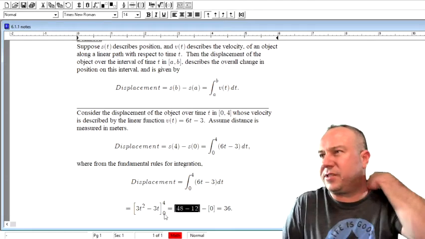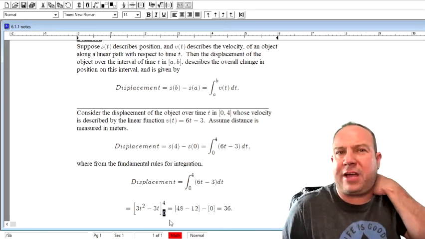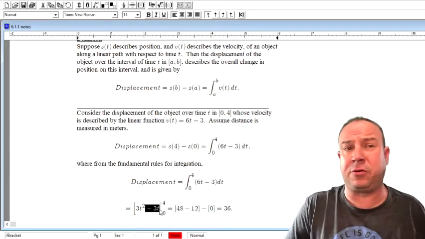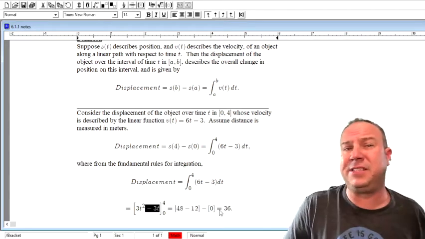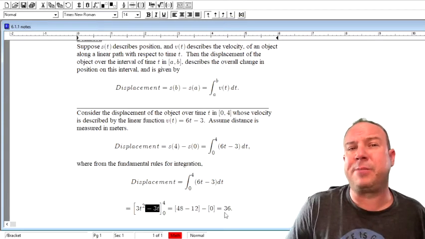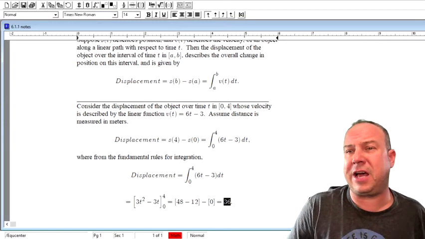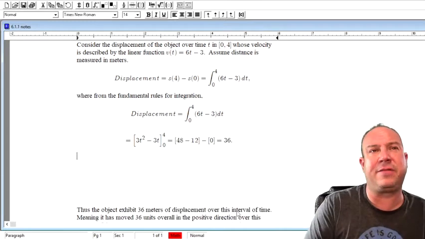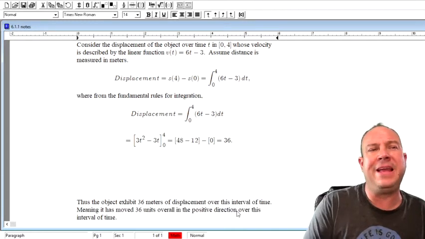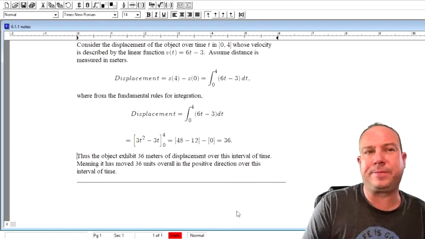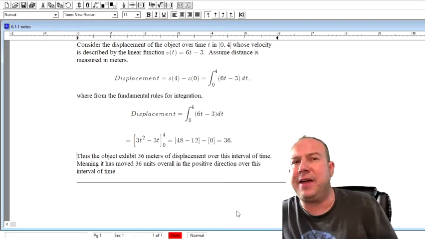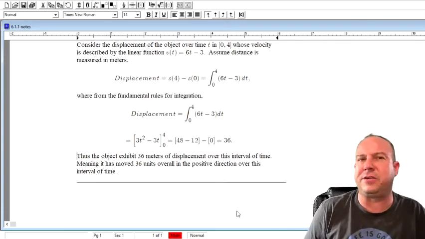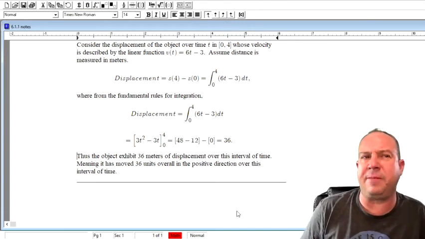And then notice this is a nice polynomial form where when we evaluate it at the lower bound of 0, it all zeroes away. And we have minus 0 in value. So 36 minus 0 is just 36 in value. So the overall displacement of this object on this interval of time from 0 to 4 is 36 meters. Right? The object exhibits 36 meters of displacement over this interval of time.